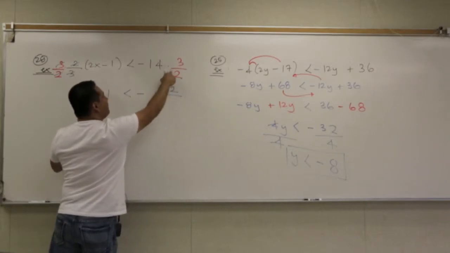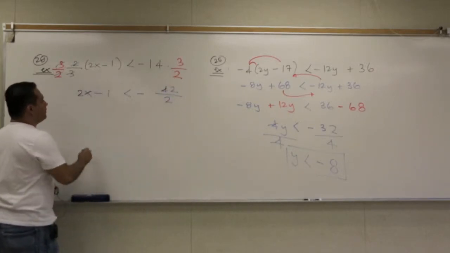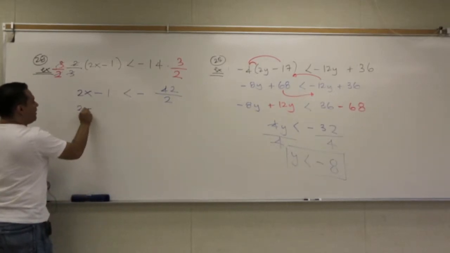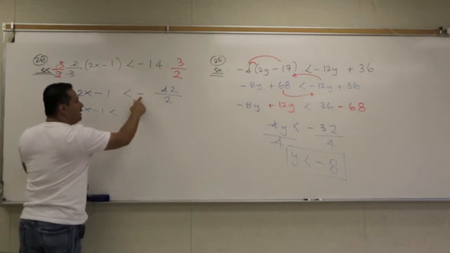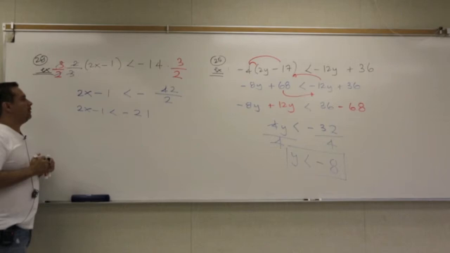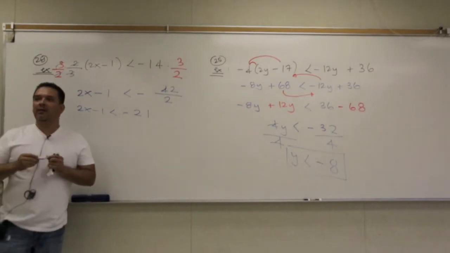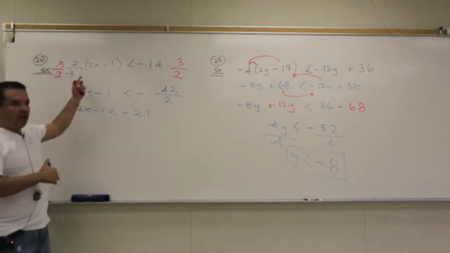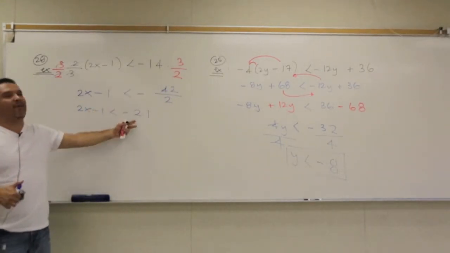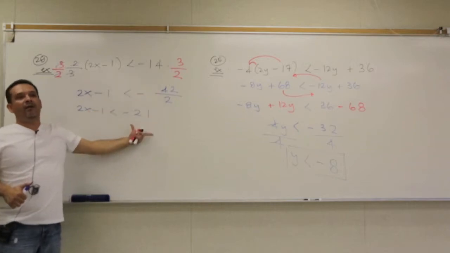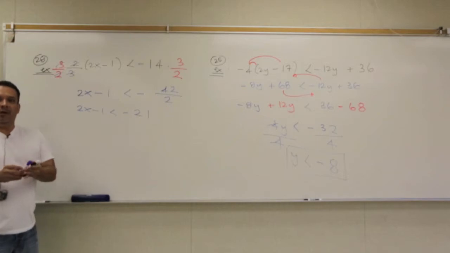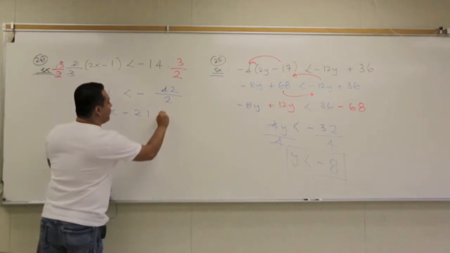Don't forget, you still have division by 2. You okay with that? Yeah. So we have 2x minus 1 is less than negative what number? 42 divided by 2 is 21. Now, notice what just happened. By multiplying both sides by the reciprocal, this whole number times a fraction became, well, it's not a whole number, it's an integer, it still became an integer. This is now a 2-step problem. Is that true? So notice you're in the 2-step situation.